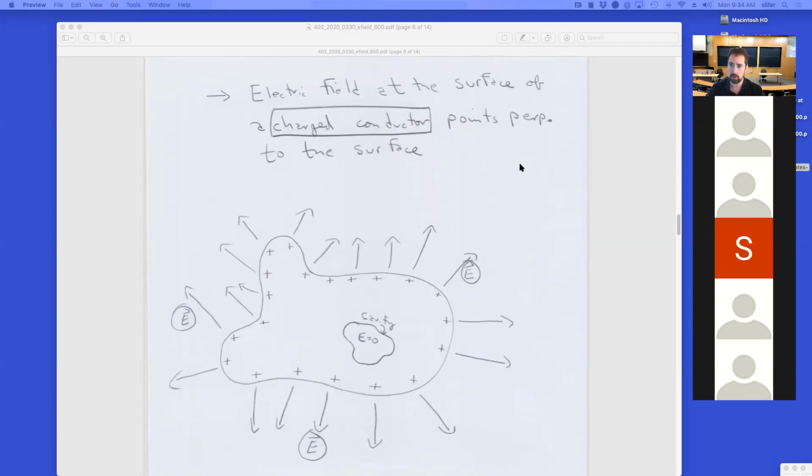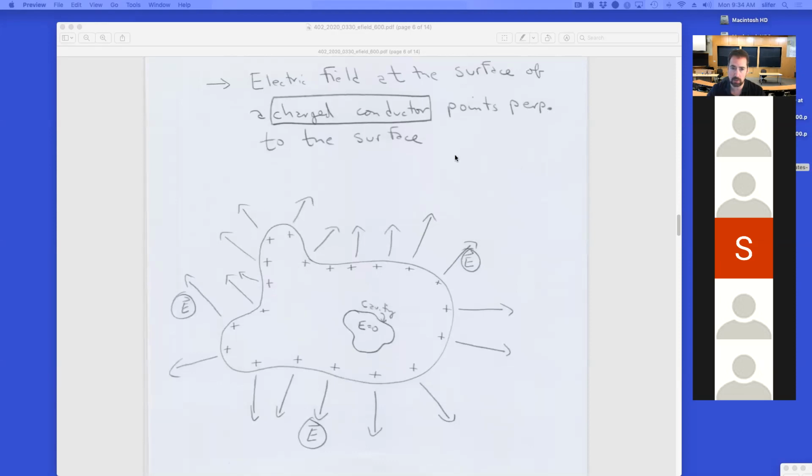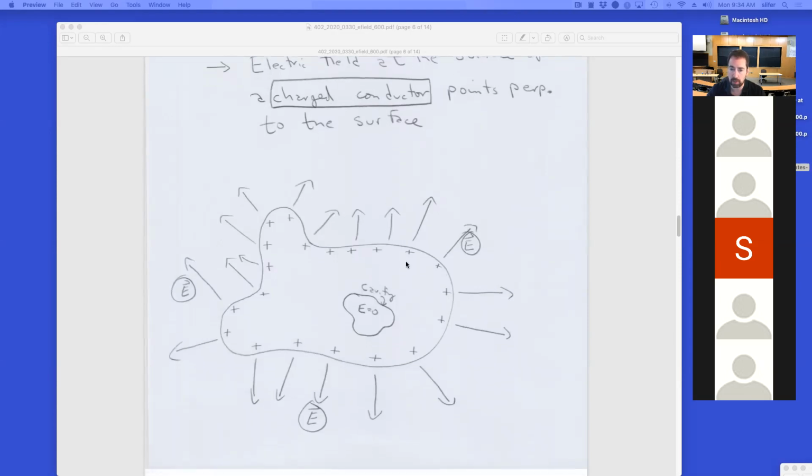The second thing that we will notice if we look at the electric field of this conductor is that the electric field at the surface of a charged conductor points perpendicular to the surface. What I'm trying to do in this badly drawn cartoon is show you some piece of metal, and the charge, after you've put it on there, is at the surface, and the electric field due to that positive charge is pointing perpendicular to the surface at all points on that conductor.